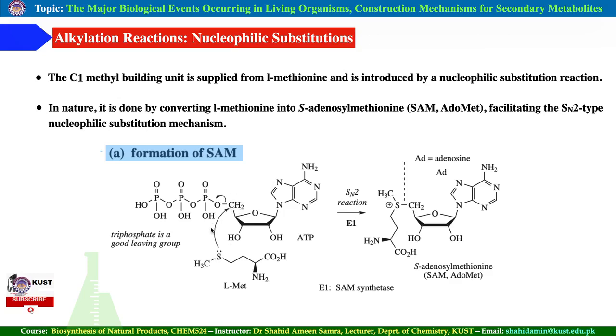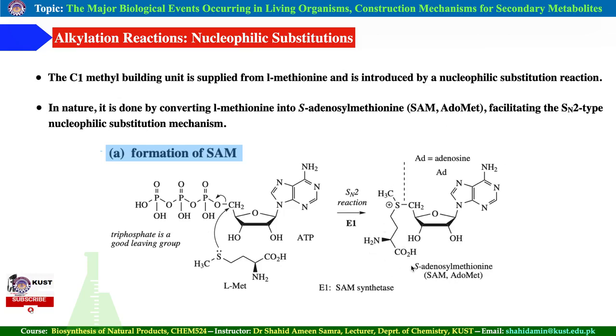So this sulfur will attack this carbon, and the bond pair between oxygen and carbon will be shifted towards the more electronegative atom, that is oxygen here. So this triphosphate will be acting as a leaving group, and this sulfur will make a single covalent bond with this carbon. So as a result, we have a structure like this. So this structure is known as SAM, or S-adenosyl methionine.